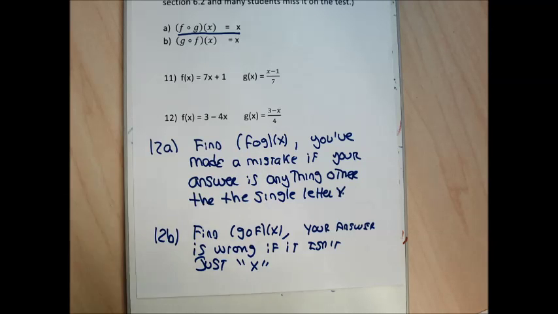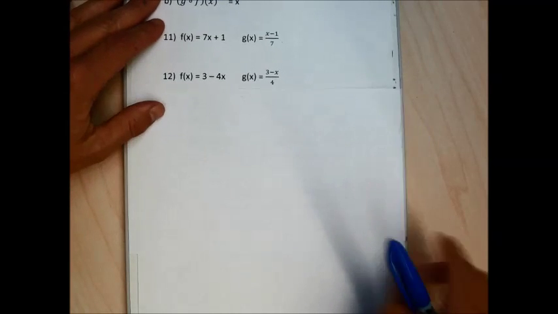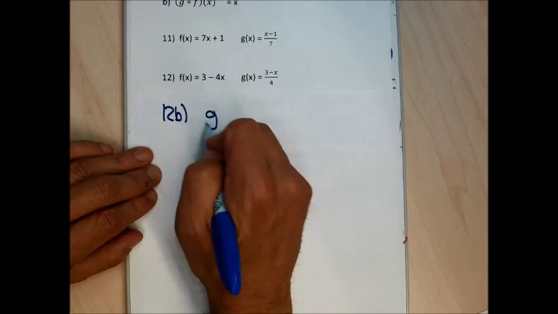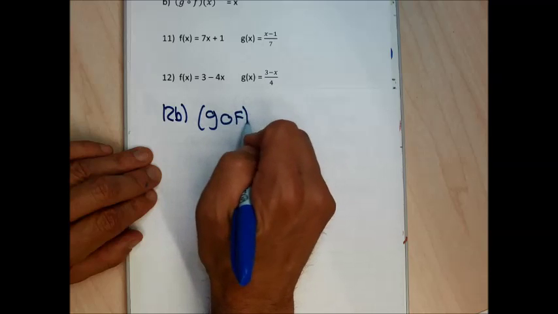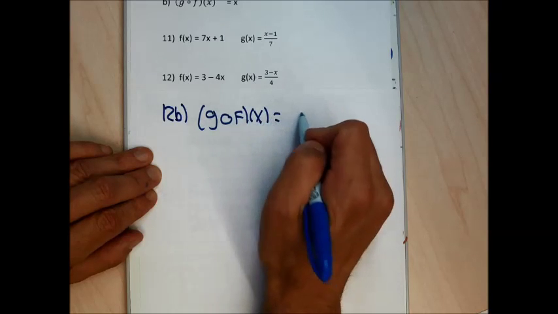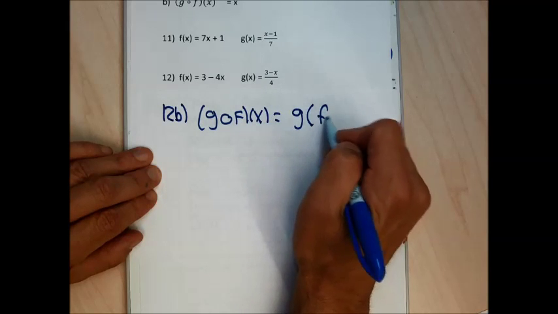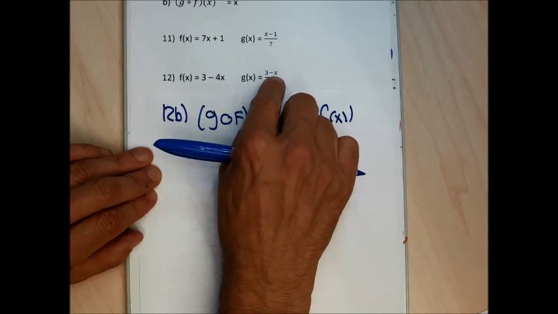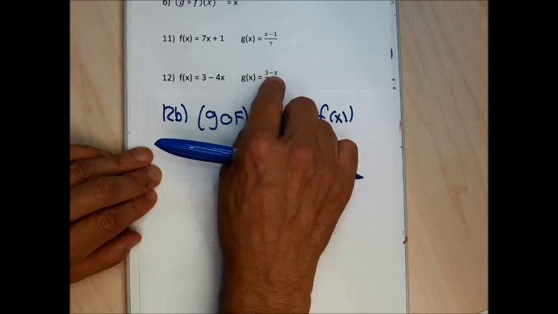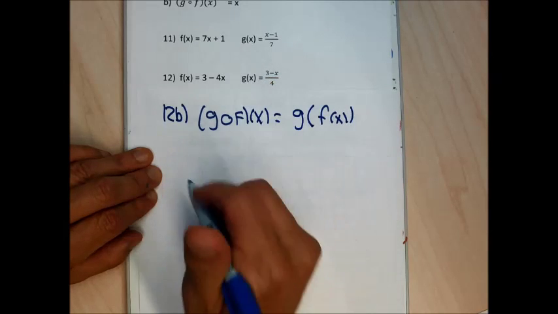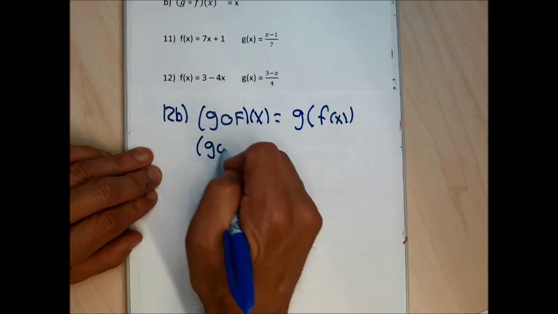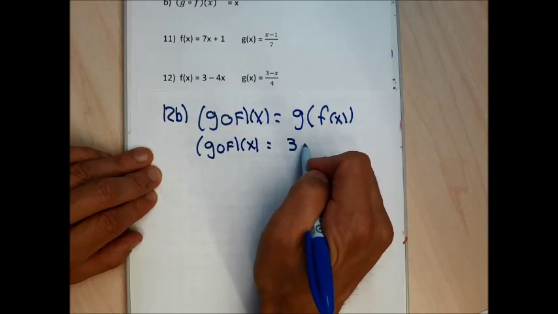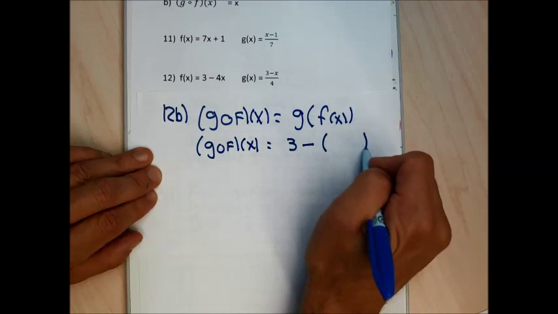To find g composed with f of x in 12b, I'm supposed to know that g composed with f of x is the same as g of f of x. So that means in the g function, to change that x to an f of x, the minus in front of it forces me to put a parentheses. So I'm going to write g composed with f of x equals 3 minus parentheses for the f of x.